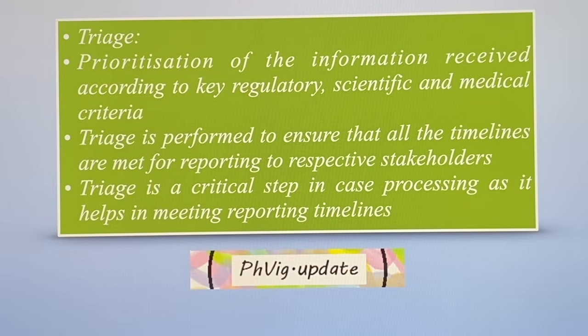Triage is the prioritization of case information based on regulatory, medical, and scientific criteria. Triage parameters include seriousness, expectedness, and causality, which determine reporting timelines. The purpose of triage is to ensure compliance with regulatory timelines and identify cases requiring expedited reporting. Triage is critical as it ensures timely submission to health authorities, supports signal detection, and maintains compliance.